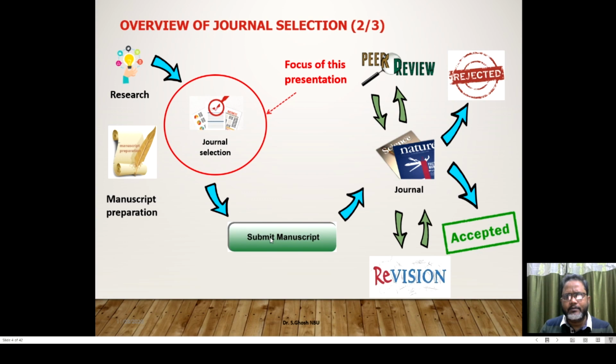You are submitting the manuscript. Once you submit the manuscript to this journal, they go for the peer review. This peer review can be blind review, double-blinded review, or other policies. After peer review, it will be either accepted or rejected. Once it is accepted, it can be published directly, or it can go for revision and then it will be published. So this is the sequence of the process of getting an article accepted in a very reputed journal.